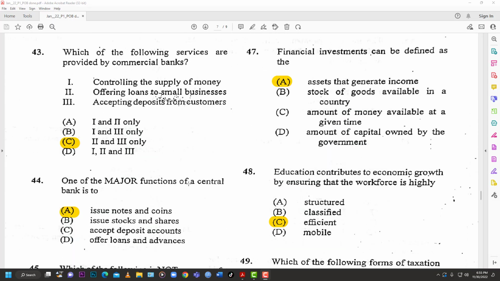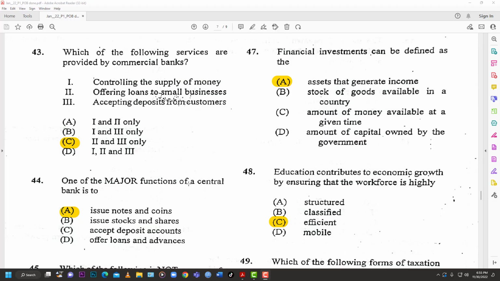47. Financial investments can be defined as the A, assets that generate income. So an investment is something you invest in now for later returns. So you're going to purchase it or whatever now for later returns. That's an investment. Something that you acquire now for later returns. So assets that generate income, so you acquire them for them to generate income for you later on. So that's why it's a financial investment.